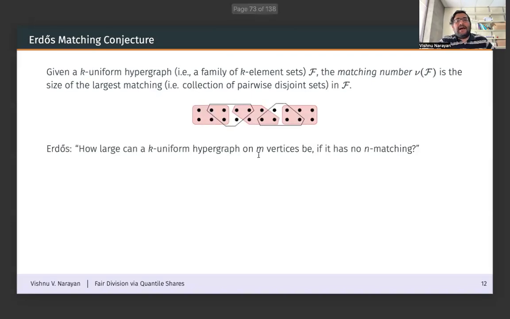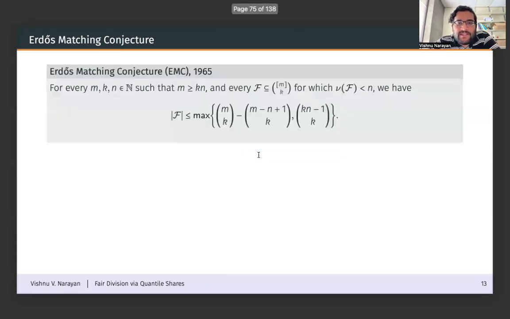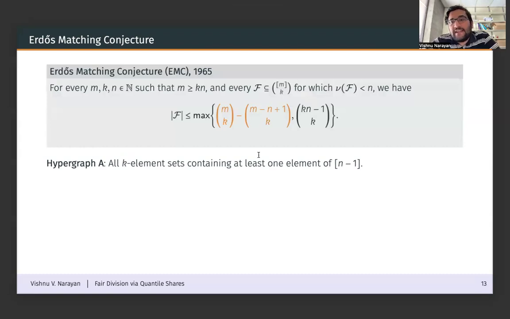So Erdős asked, how large can a k-uniform hypergraph on m vertices be if it has no n-matching? And he conjectured that for every m, k and n, where m is at least kn, and for every family that does not have an n-matching, so whose matching number is less than n, the number of sets in this family is at most the maximum of these 2 expressions. What are these expressions? The first one is just the hypergraph containing all k element sets that have at least 1 element out of the first n minus 1 elements. So of course, if every set has 1 element of the first n minus 1, if you pick n of these sets, they're going to intersect somewhere in the first n minus 1 elements. And so there's no n-matching.